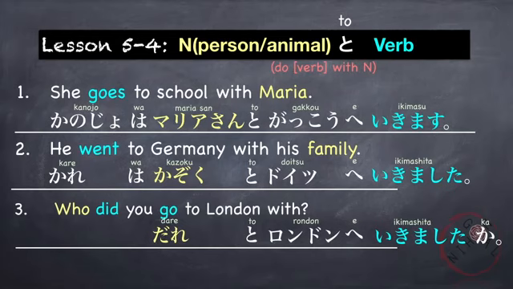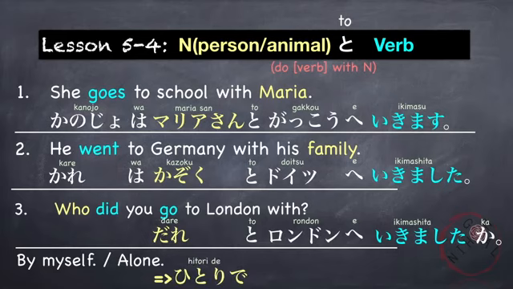If you want to say by myself or alone, you say hitori de. Or the complete sentence is I went by myself. Hitori de ikimashita. So you've already learned other interrogative words such as what or nani, who, dare, and where, doko.